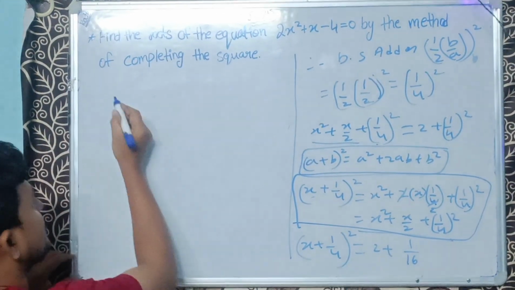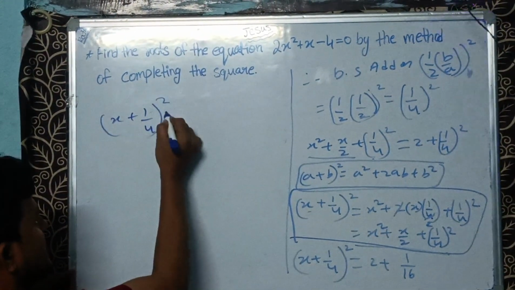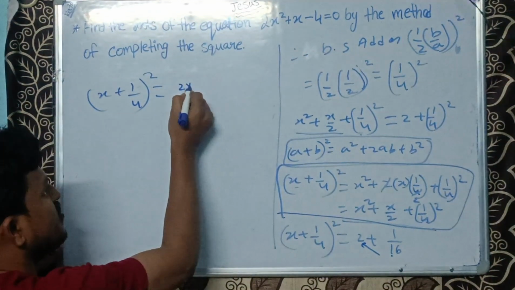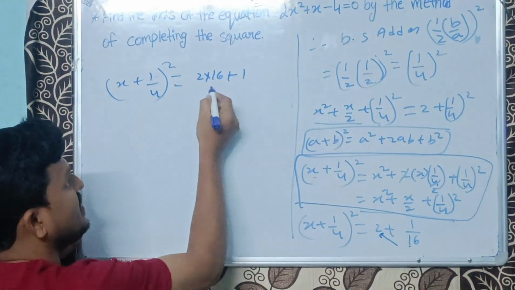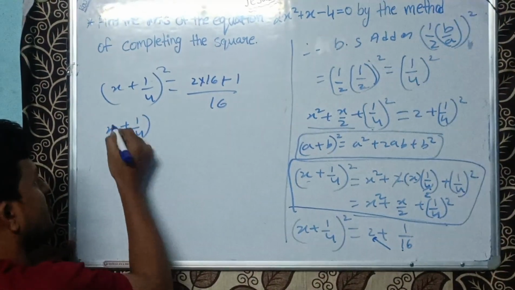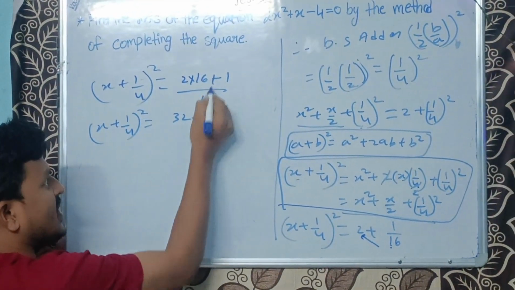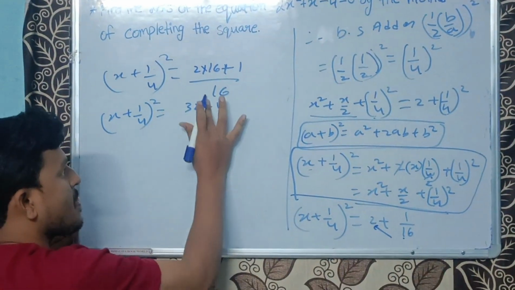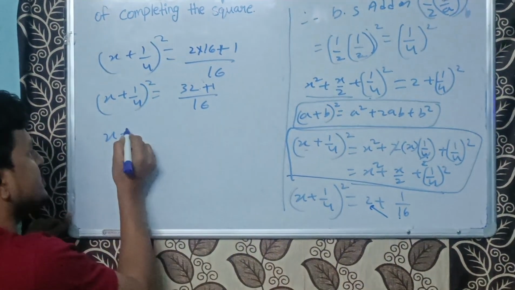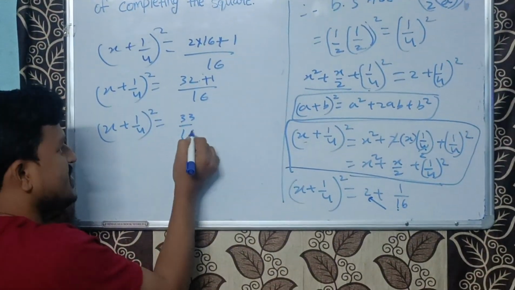Okay, this will continue. x plus 1 by 4 whole square is equal to 2 into 16 plus 1 by 16. That means x plus 1 by 4 whole square is equal to 32 plus 1 by 16, and x plus 1 by 4 whole square is equal to 33 by 16.